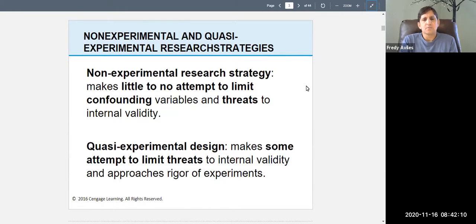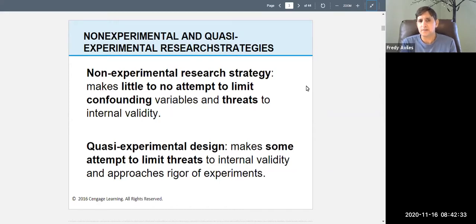So first, let's talk about these. The non-experimental research strategy, for instance, makes little to no attempt to limit confounding variables and threats to internal validity. It doesn't try to limit any confounds, or threats to cause and effect. I'll give you some examples in a moment.